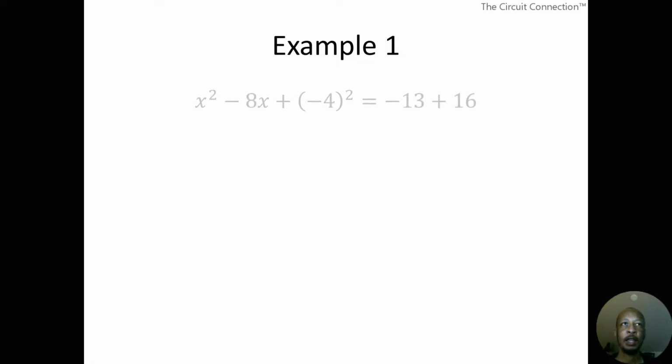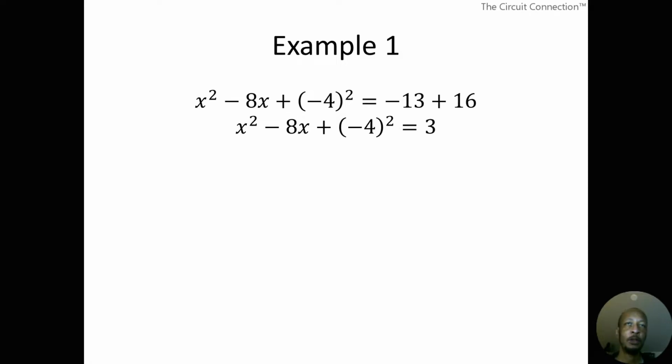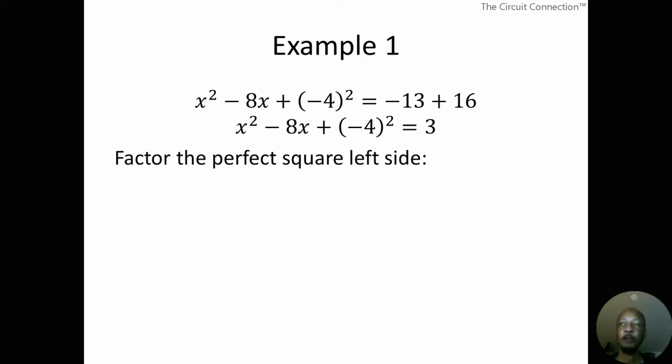So now with it like that, what you can do is add your like terms on the right side. 16 minus 13 is going to give you 3. And then you're going to factor the left side, because the left side is a perfect square. When you factor it, it's going to look like this. And then when you simplify what you have, it's going to be that.